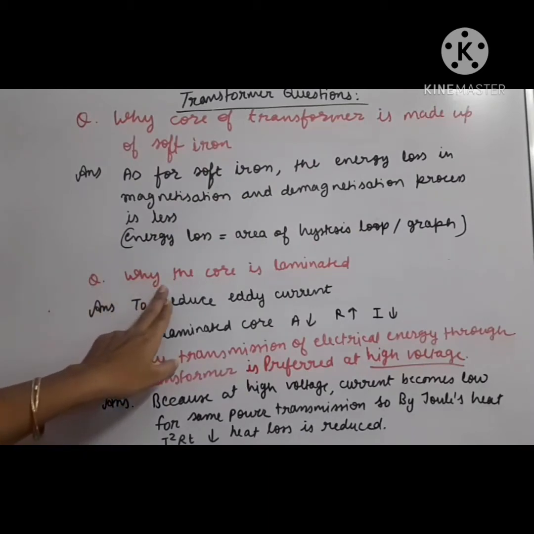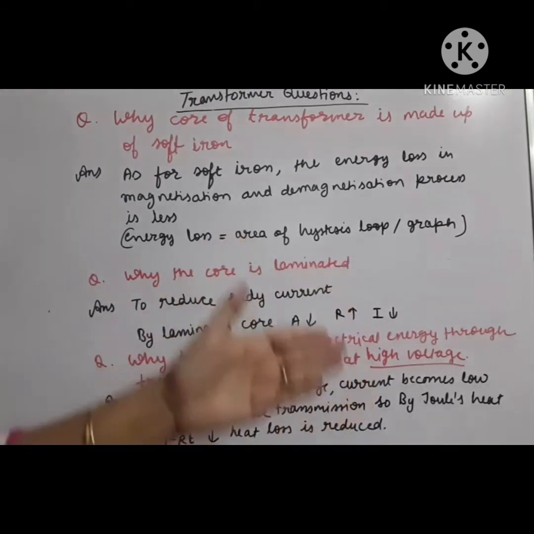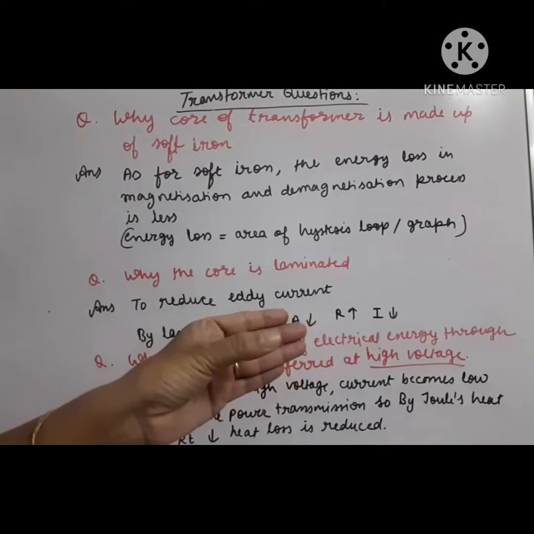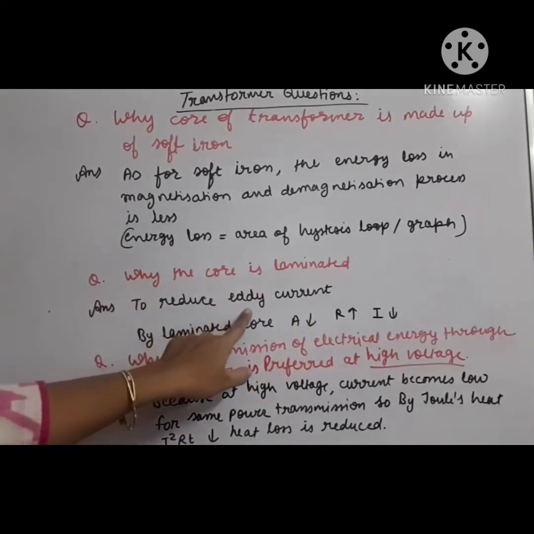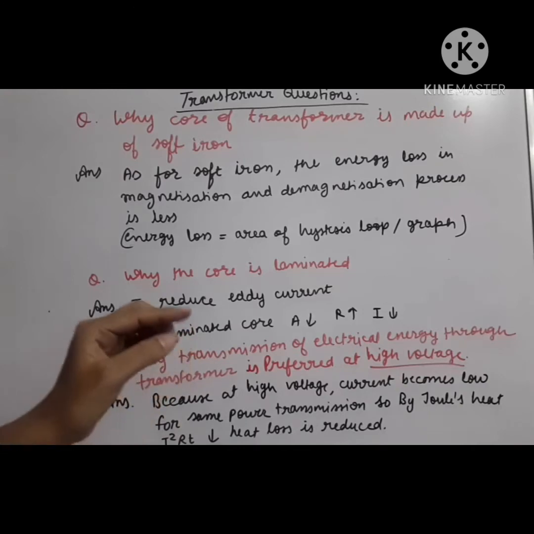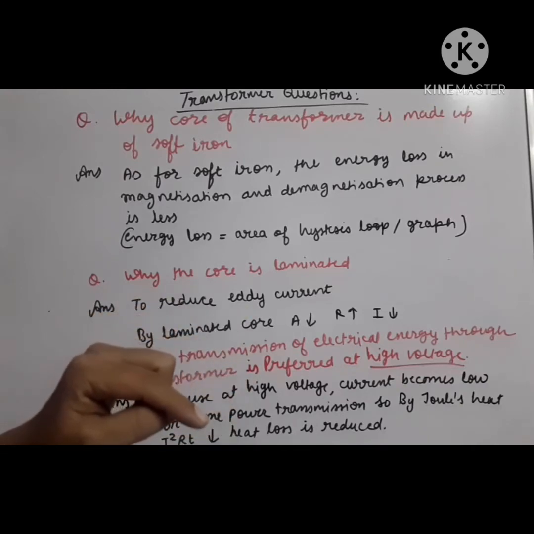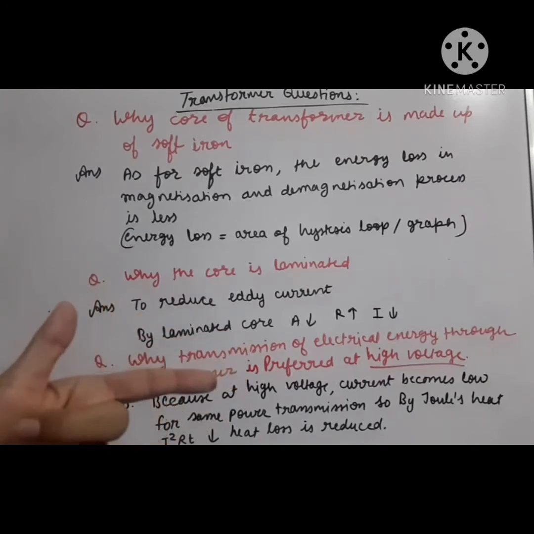Second question, why is the core laminated? Laminated means one plate, second plate, third plate, they are all insulated and stuck together. So the reason is this, we have discussed already, to reduce eddy currents. Okay, whenever we use the laminated core, the core also has change of magnetic flux through it. Okay, primary and secondary coils have the change of magnetic flux.